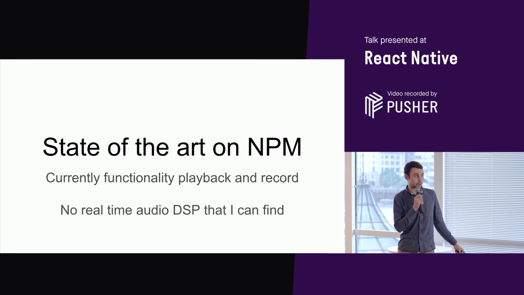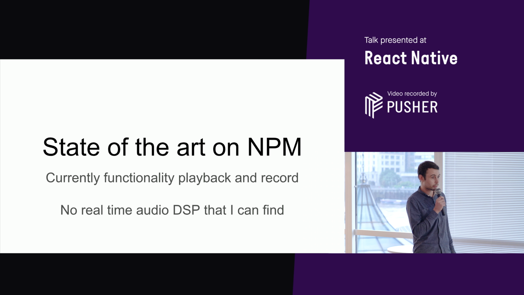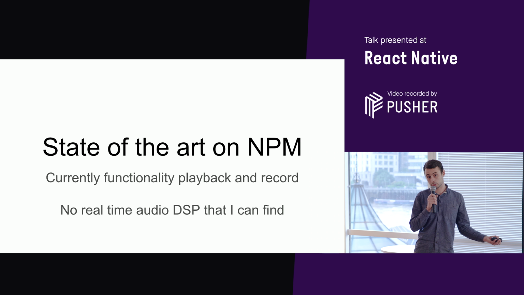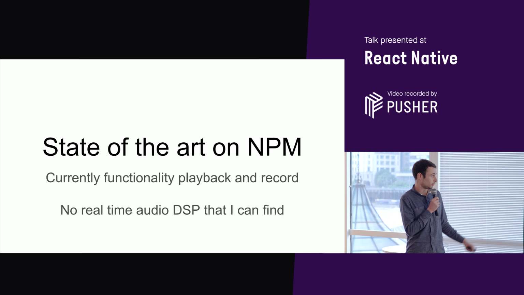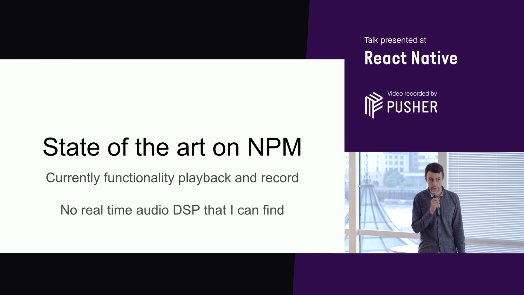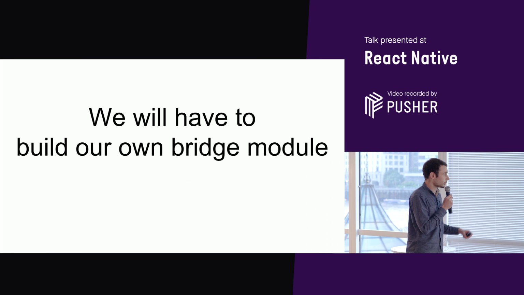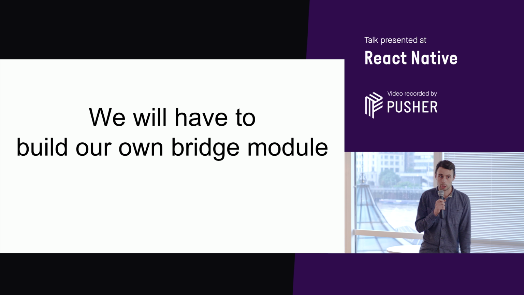I can also refer you to Tom Dunkhoff's talk from Rowley. He did a talk on React Native at the Audio Developers meetup recently, and he explained how to connect Juice into your React Native app. So there's another talk there that I can give you a link to. The summary there: there's no real-time DSP control from JavaScript on npm. So we will have to build our own bridge module.